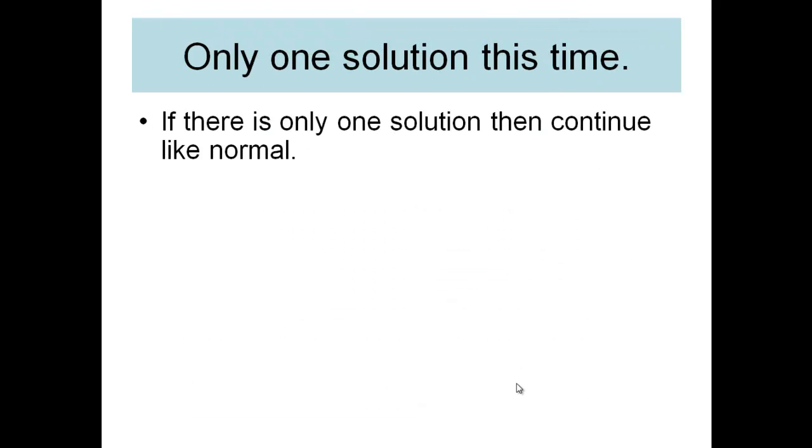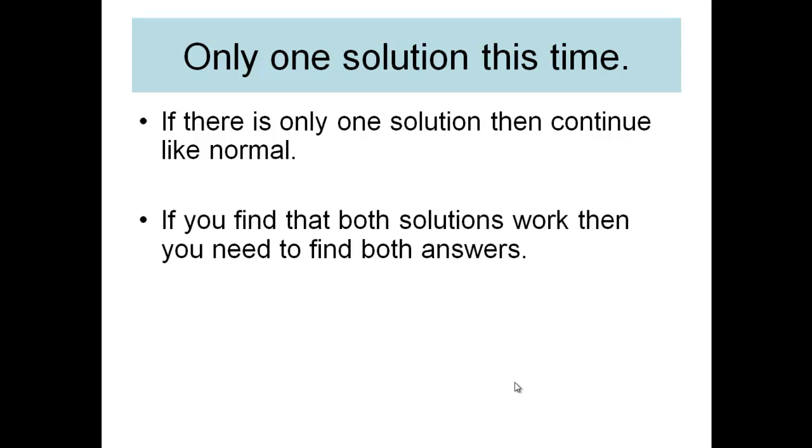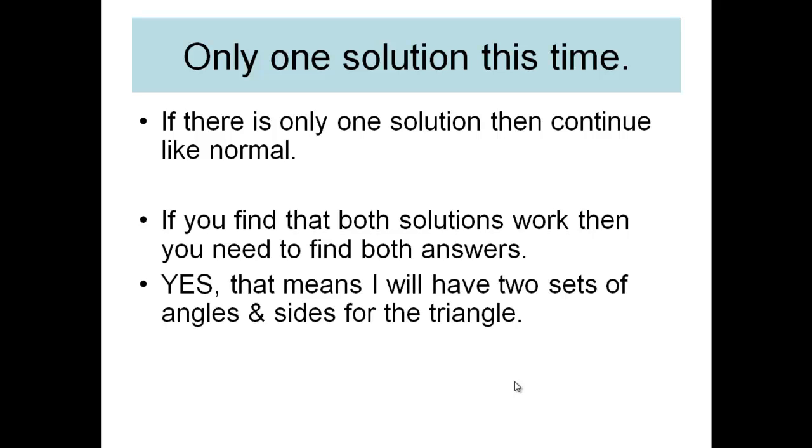So if there's only one solution, we just continue the problem like we did in the last problems. So remember though that if you have two solutions, then you need to find both answers. We'll do an example in a second, but let's finish this problem first. And yes, this means that if you have two solutions, you're going to have two sets of angles and two sides for each triangle.